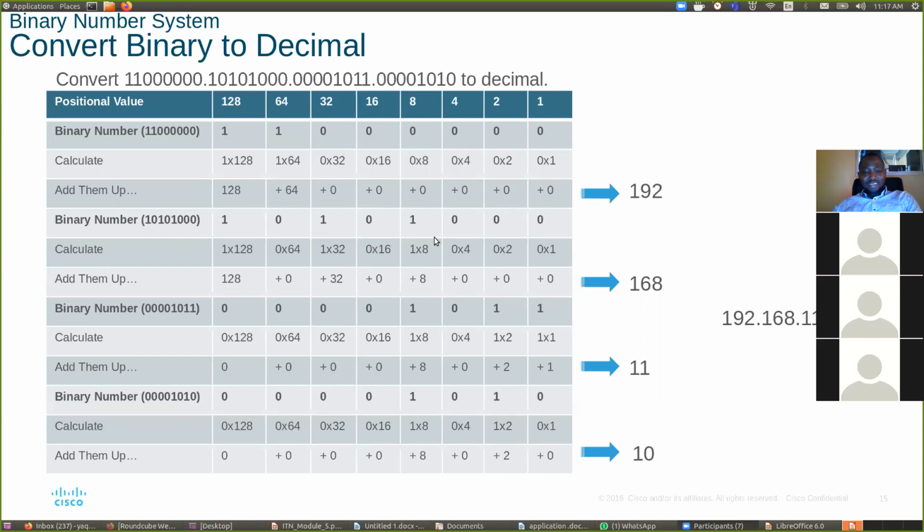Drame, Hassan. Complicated, yeah. Hassan, are you okay with this binary to decimal conversion? Yes, sir, I'm okay with it. Wonderful. This is why I want everybody to know it. It's very important in IP addressing and in subnet calculations. If you don't get this, you'll find it very difficult when subnetting.